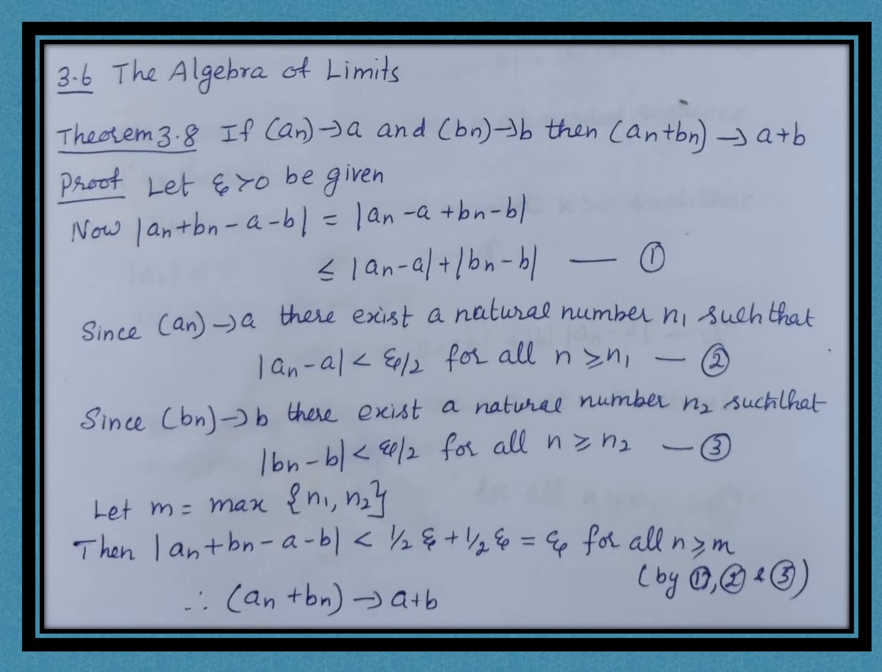Now we are going to see the theorem. If sequence an converges to a and sequence bn converges to b, then the sum of the sequences an and bn will converge to the value a plus b.